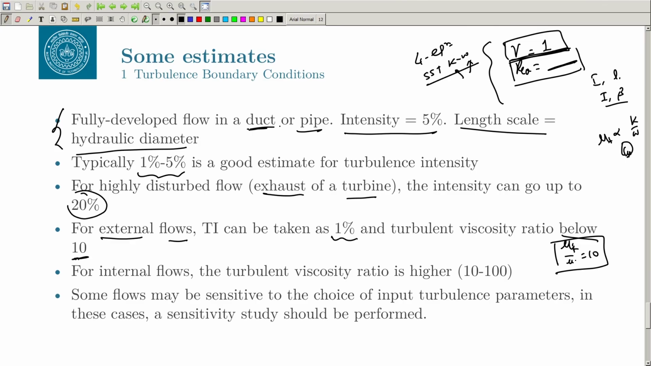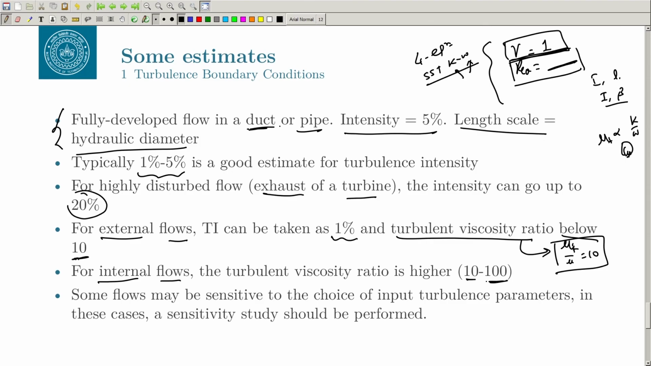Remember, even if you have the information about the turbulence intensity, you may not have the information about the viscosity ratio or the length scale. So, you have to keep this parameter in your code to calculate the value. These are some of the estimates that I am telling you. For internal flow, the viscosity ratio is higher and you can use a value, let us say, between 10 to 100. For external flow, it is below 10.